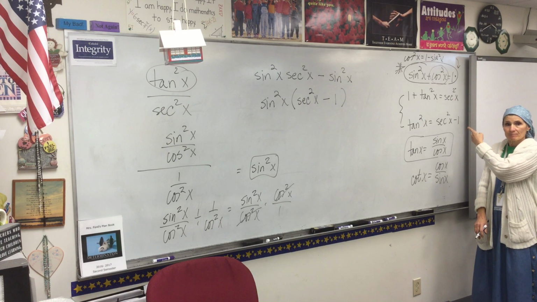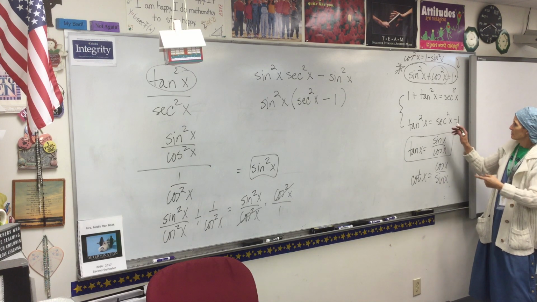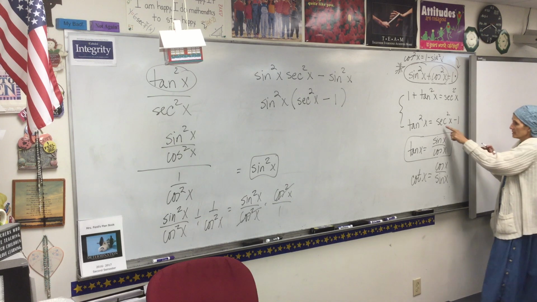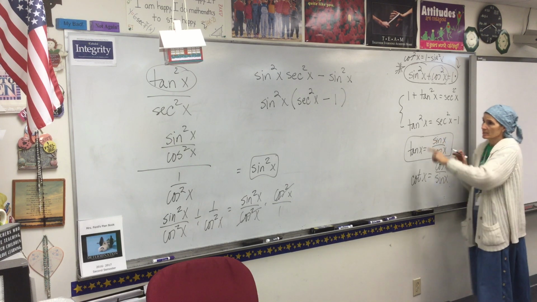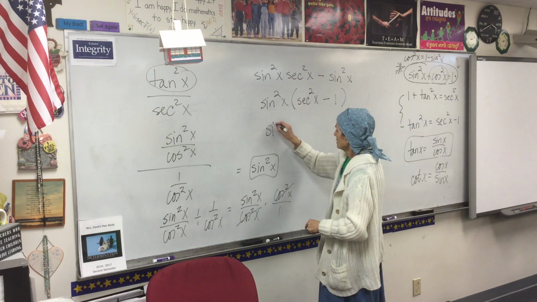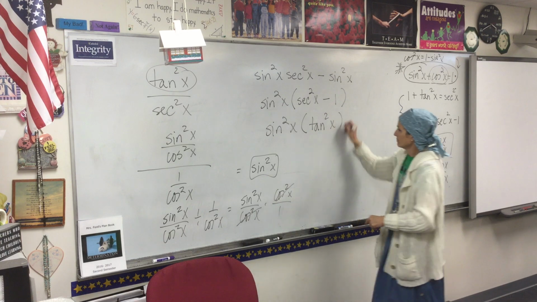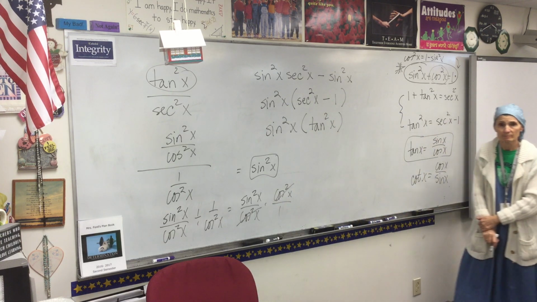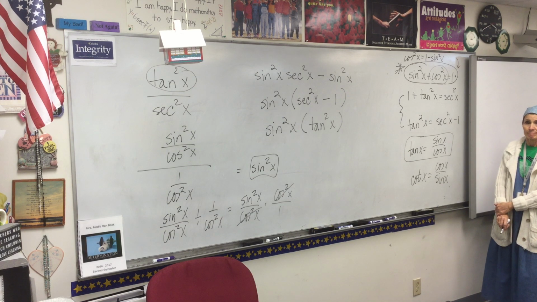Buzzers, fireworks, everything's going off because right here, secant squared minus 1 equals tangent squared. So I'm going to rewrite this as tangent squared. Now I'm actually done at this point.